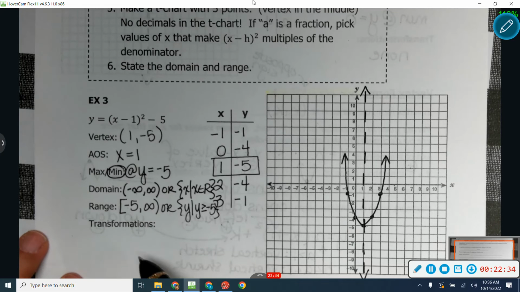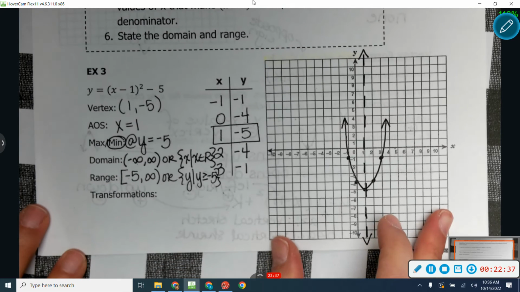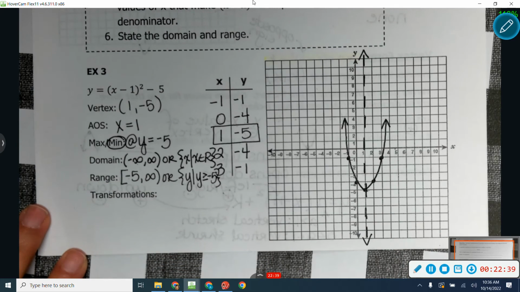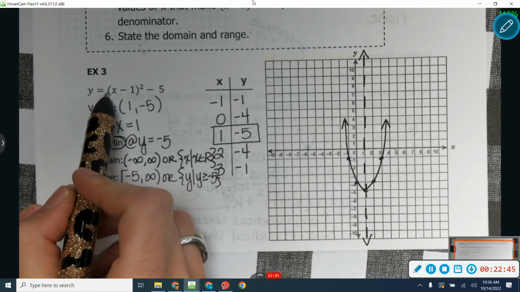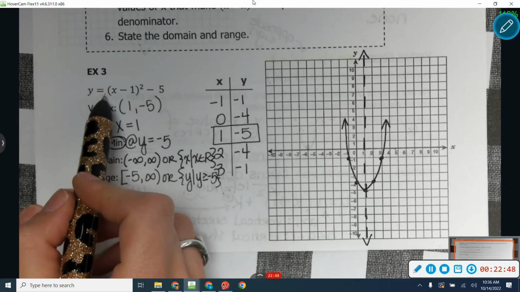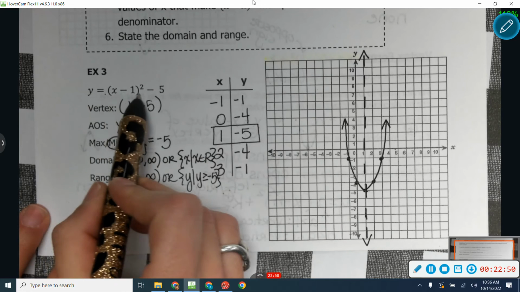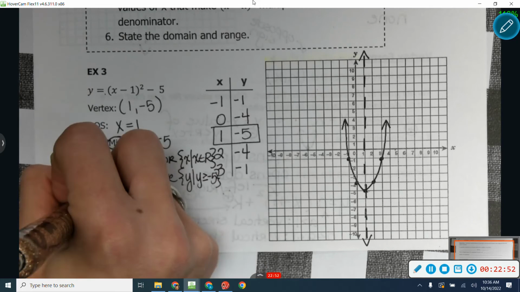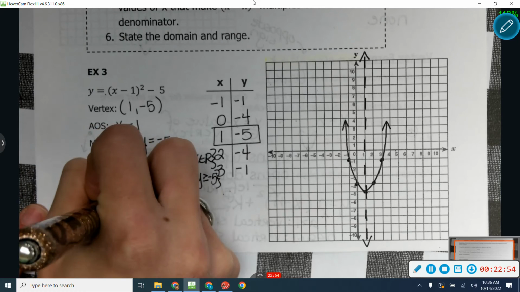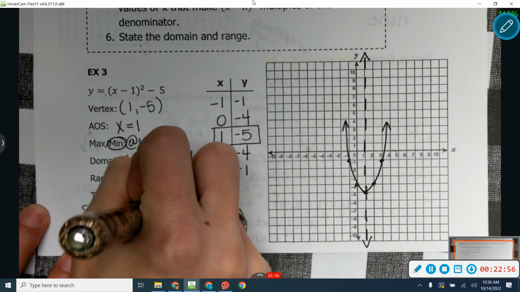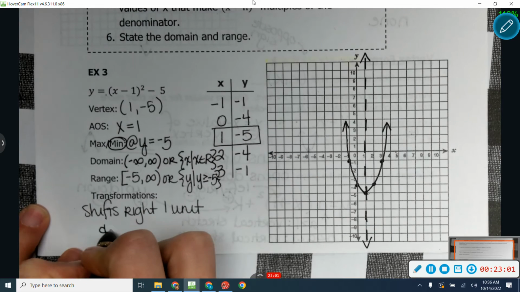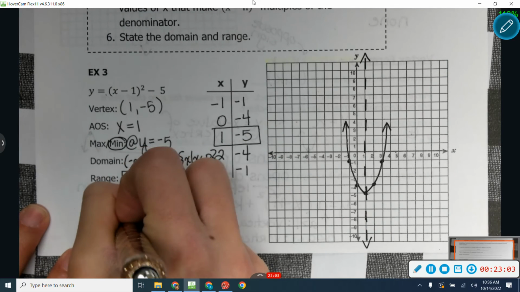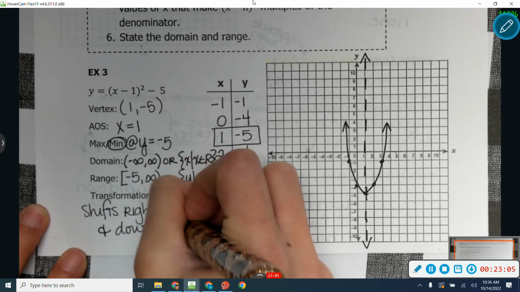Okay? Now my transformations. Do I have a reflection? No, I don't have a negative. It opens up, so I don't have a reflection. Do I have a stretch or a shrink? No, I don't have a number in front of my parentheses, so no stretch or shrink. What does this tell me? It shifts right 1 unit. And where else? Down 5 units.